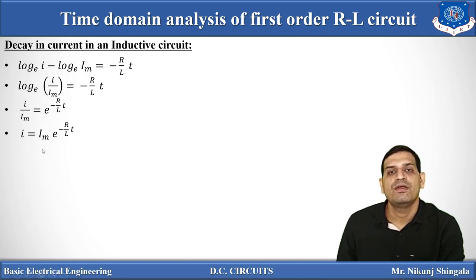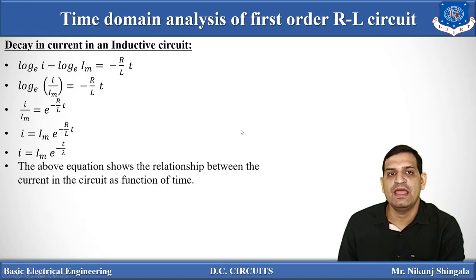This is the equation of decay of current for the RL circuit. Now L by R is nothing but lambda, so we can write I is equal to Im e to the power minus t by lambda. This is the final equation. This equation shows the relation of current in the circuit as a function of time. That's why it is known as time domain analysis.